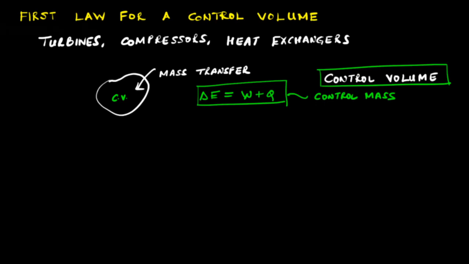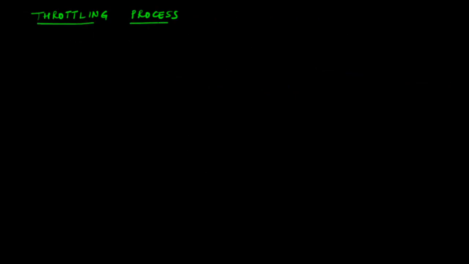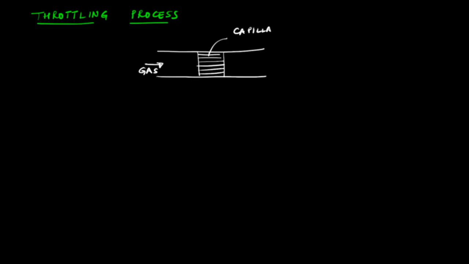So to do so, let's consider an example of a throttling process. We've already come across this throttling process while going over the vapor compression refrigerator during the introduction to thermodynamics. So what this throttling process is, essentially you have, let's say, flow of a gas, and this gas flows through, you can say, a capillary or a porous plug. The idea is that this capillary or porous plug provides resistance to the flow of gas so that there is an appreciable pressure drop across this throttling capillary or the porous plug.